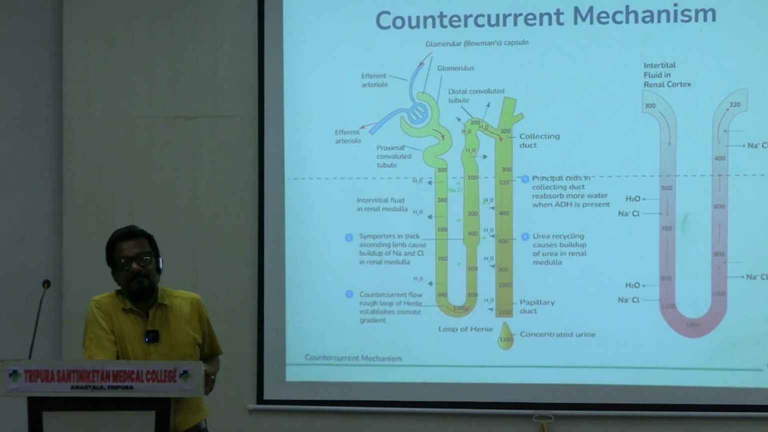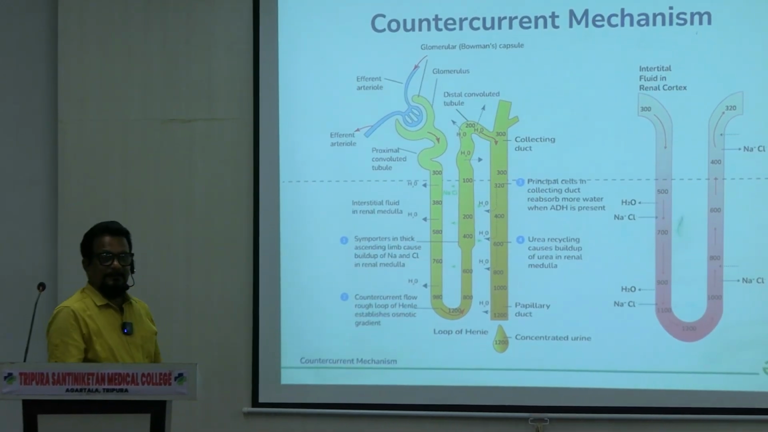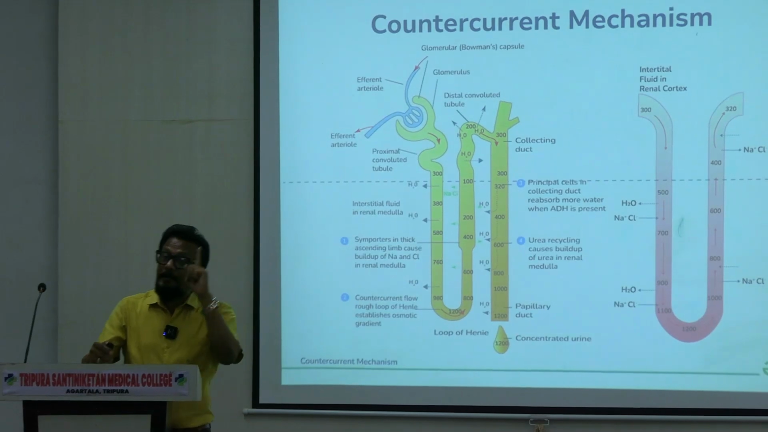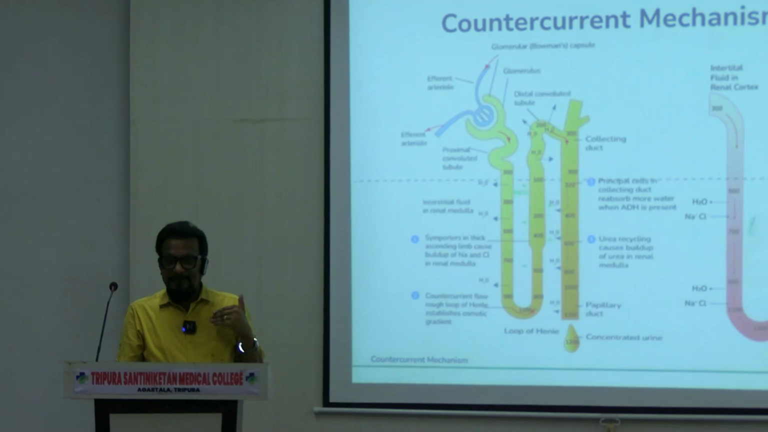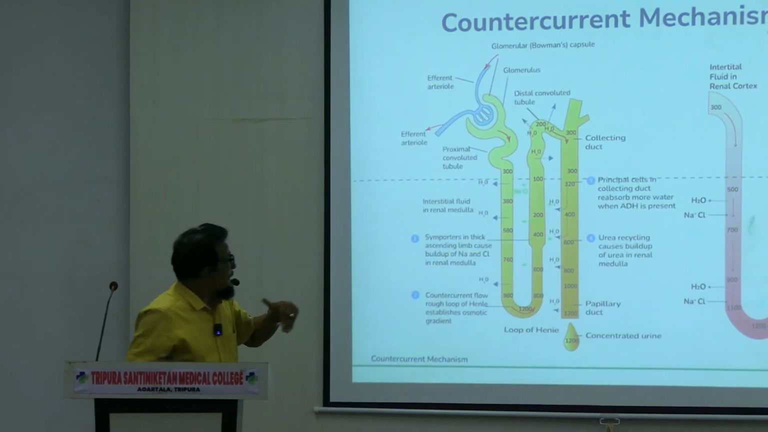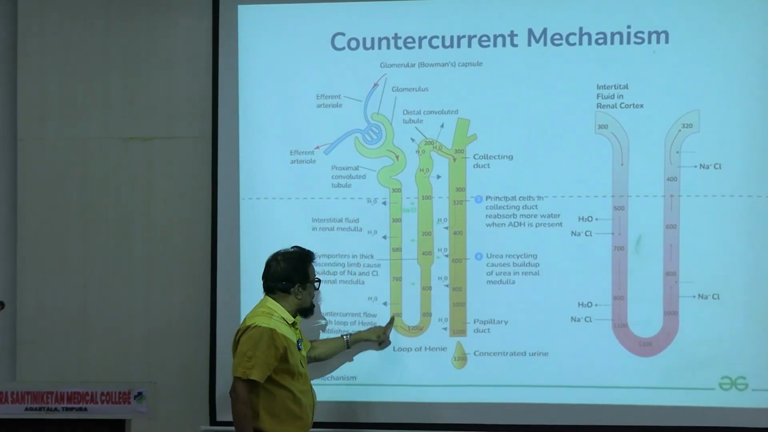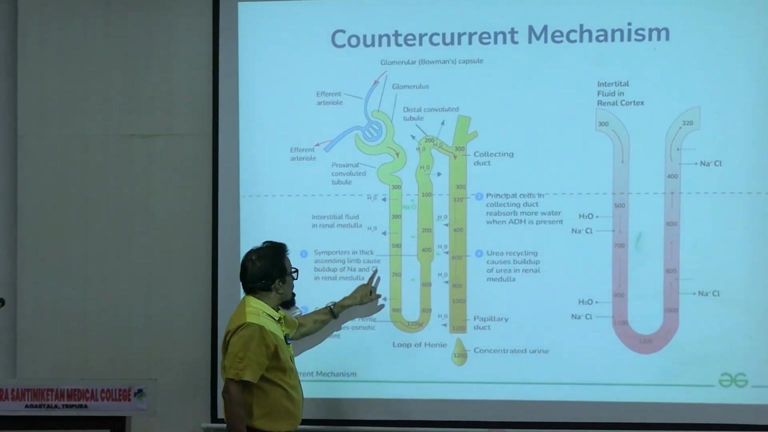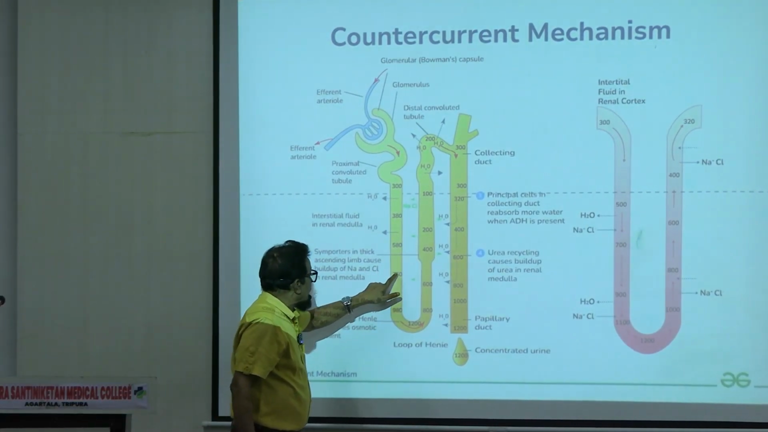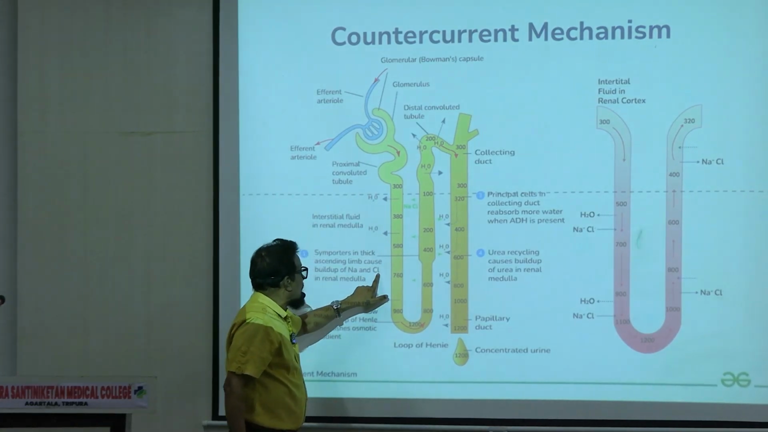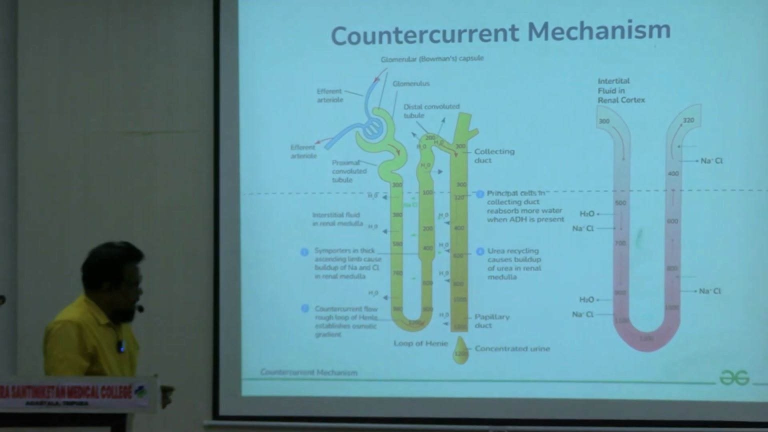How is this increasing? What is this process? This is done by the countercurrent multiplier system. It is multiplying the concentration of the solute in the interstitium. First, it is changing the osmolarity within this. As a result, what will happen? This will come into equilibrium, isosmotic. Here, if it is 760, the interstitium should also be 760.